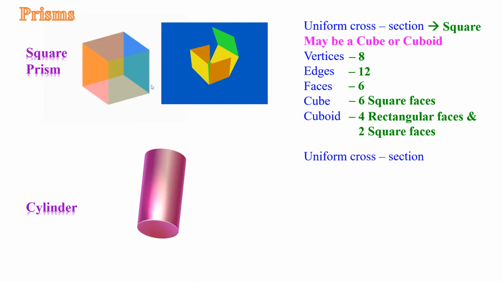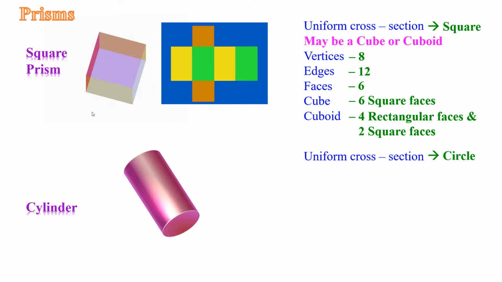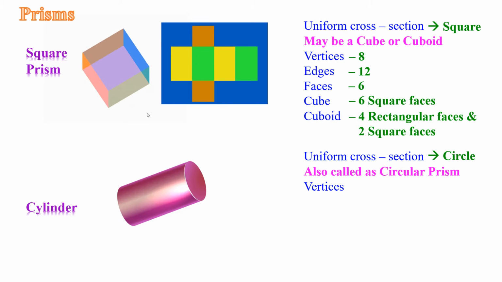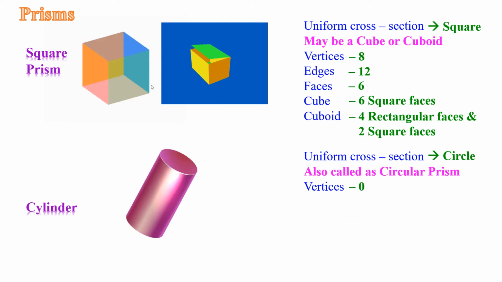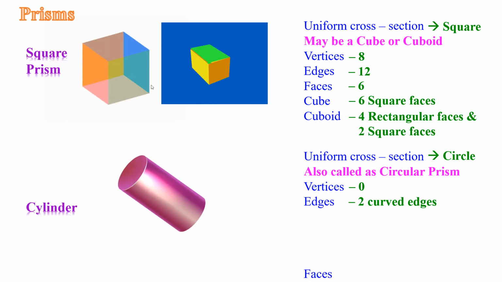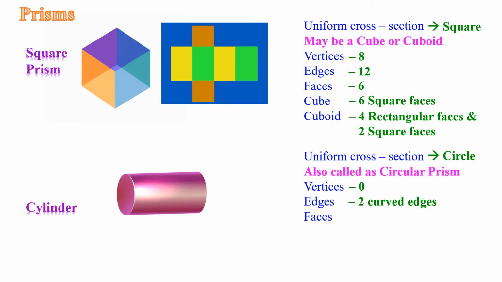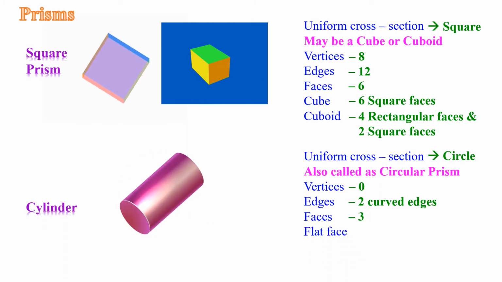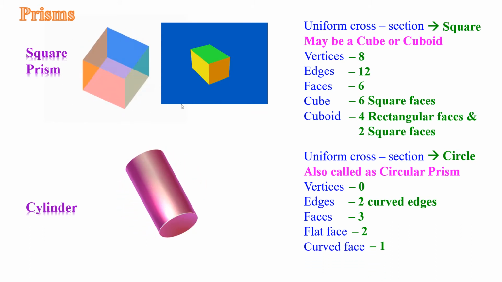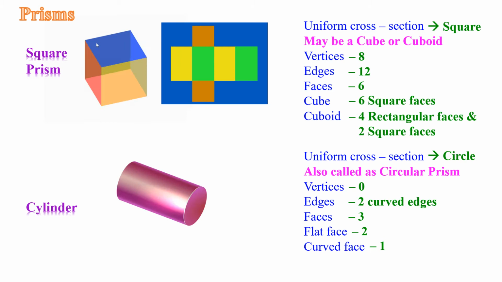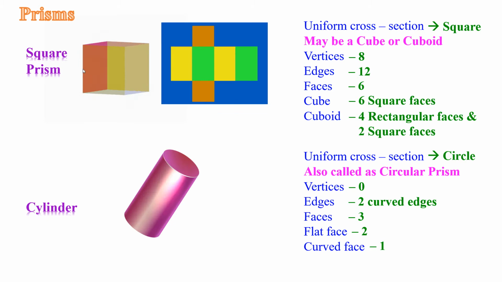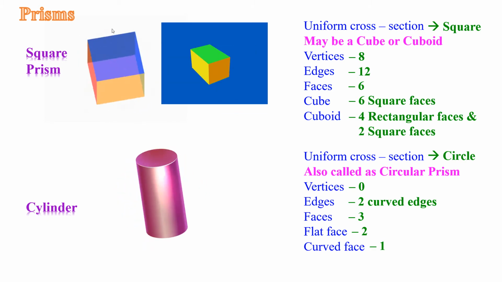Cylinder. The cylinder has a constant cross section which is a circle. It is also called a circular prism. Number of vertices for a cylinder is 0. Number of edges for a cylinder is 2 curved edges and number of faces for a cylinder is 3. It contains 2 flat faces and 1 curved face. Therefore, a cylinder consists of 2 flat faces, that is circles, and a curved face.